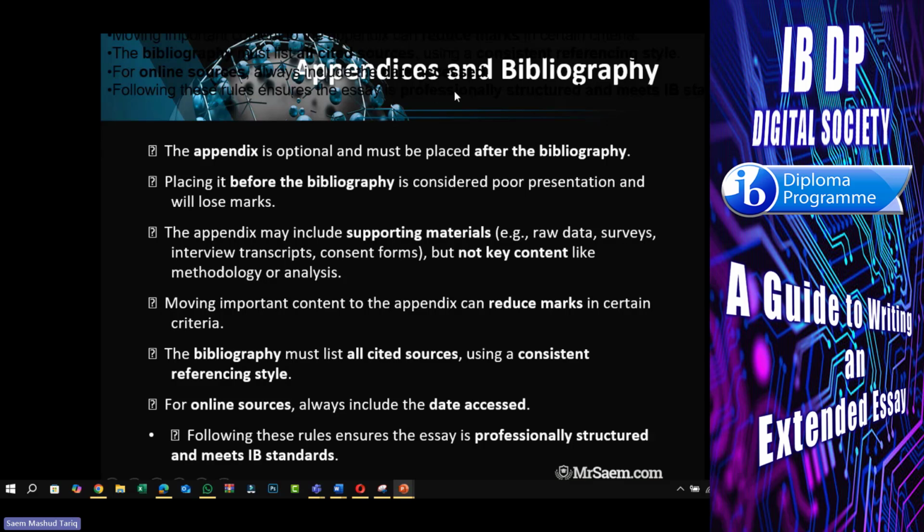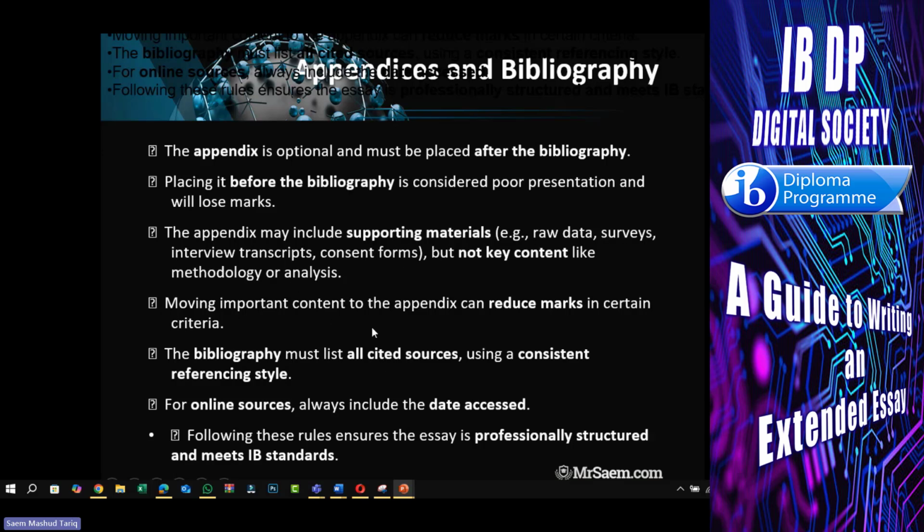Do you know what an appendix and bibliography are? Yes, appendix you obviously know. The appendix is what comes at the end, and it's a reference to that. The appendix is optional and must be placed after the bibliography. Keep in mind, placing it before the bibliography is considered poor presentation and will lose marks. The appendix may include supporting materials such as raw data, surveys, interviews, and all that.